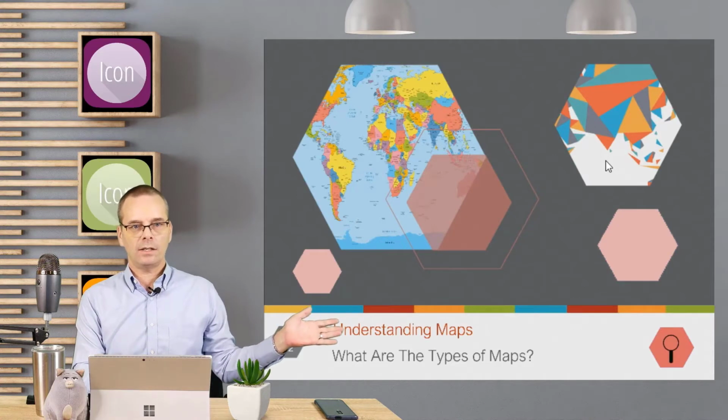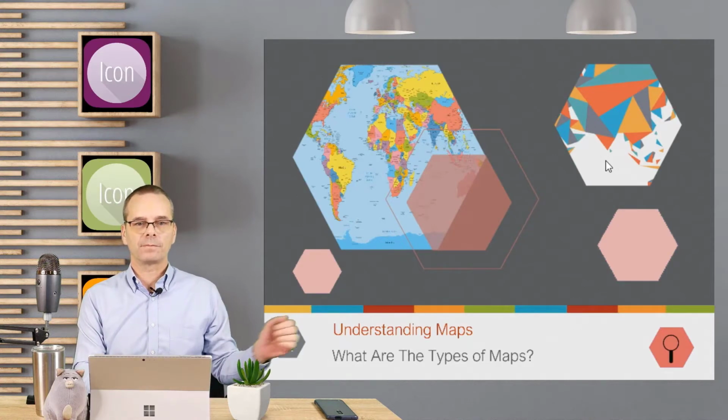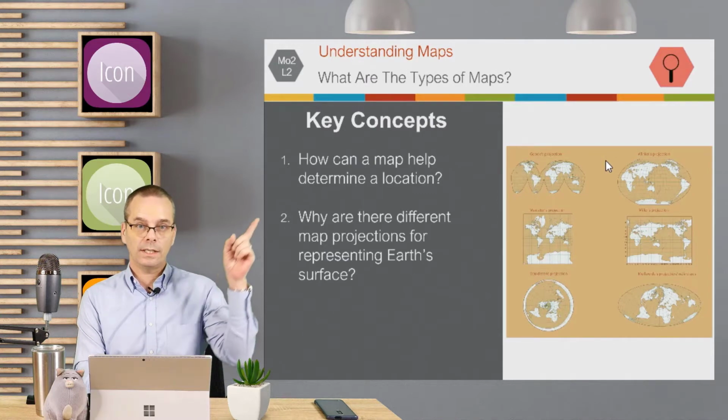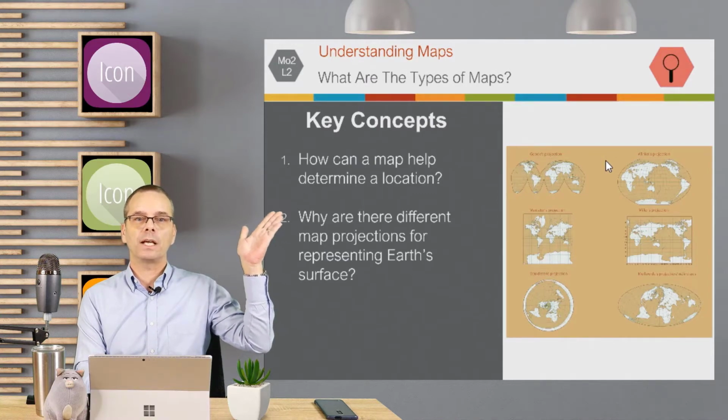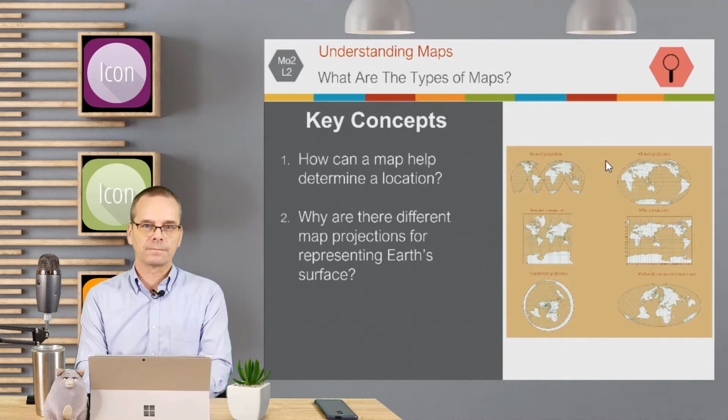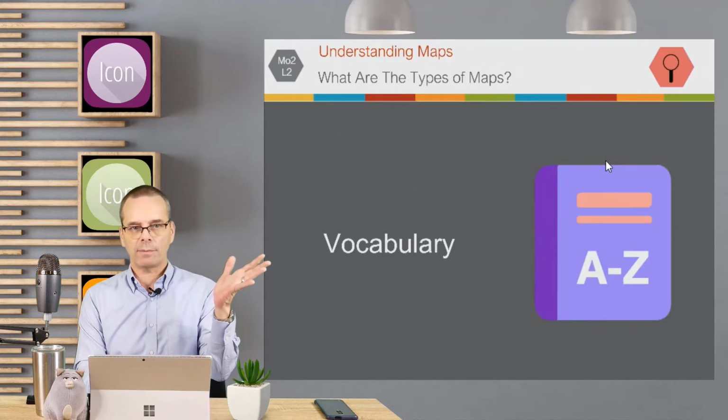Today's lesson is, what are the types of maps? In this lesson, we're going to learn two things. One, how can a map help determine a location? And two, why are there different map projections for representing Earth's surface? So let's start with some key vocabulary.